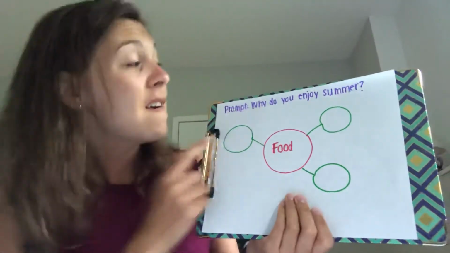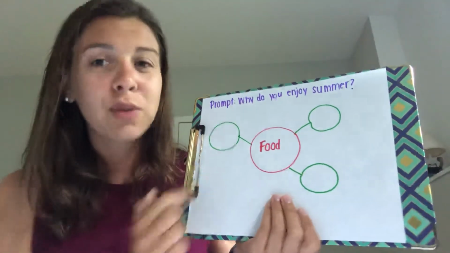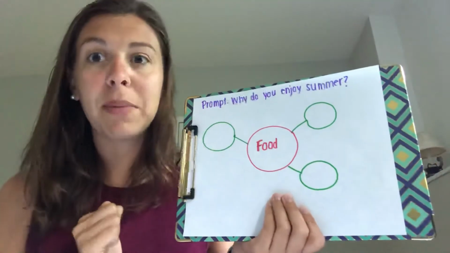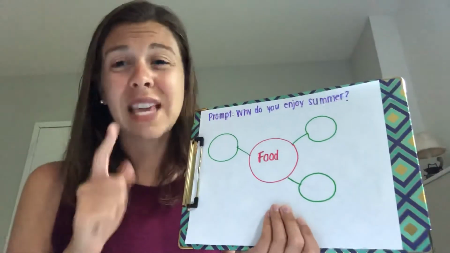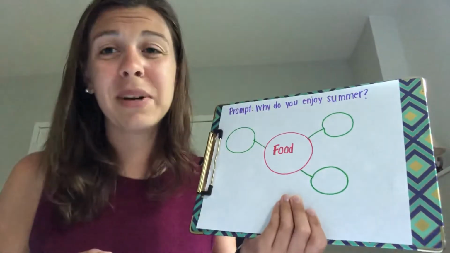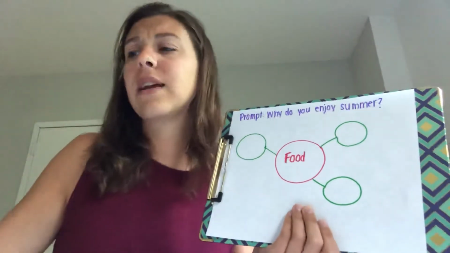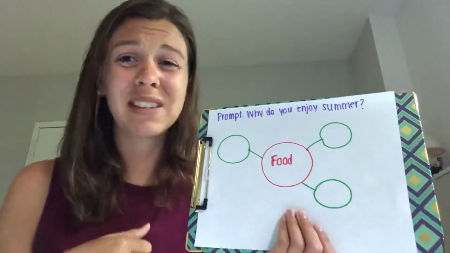My reason for why I enjoy summer is because of food. So I wrote my main idea in this big red bubble in the middle. So when you do yours, you're going to make a circle in the middle, and you're going to say your reason for why you enjoy summer. So now I gotta think, okay, I enjoy summer. I know that, and I picked food as a reason why I enjoy summer.